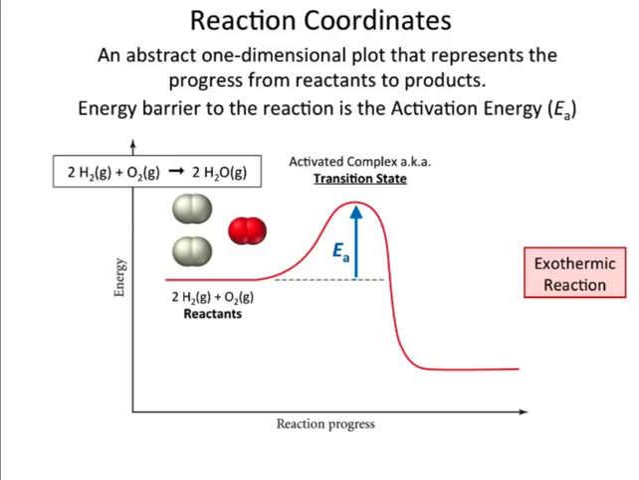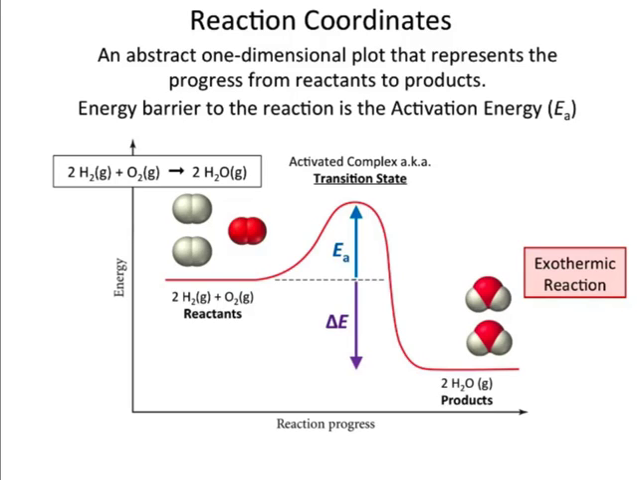Sometimes when you get into bigger organic molecules, you can start to define what this looks like. But it's basically the highest energy state along this path. And the difference between the reactants and this transition state is the activation energy. You need to absorb that much energy in order to get up to this transition state. And then once you do, then it's easy sailing to get to the products.